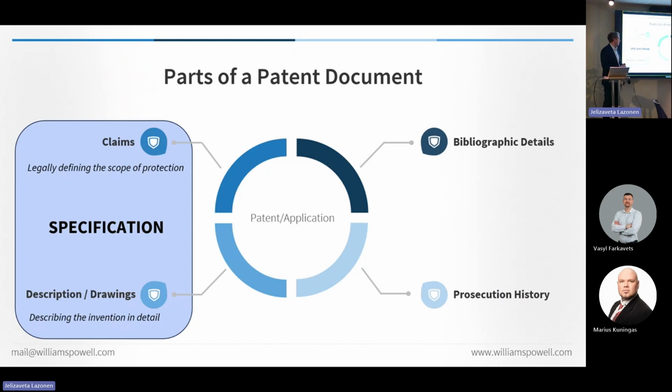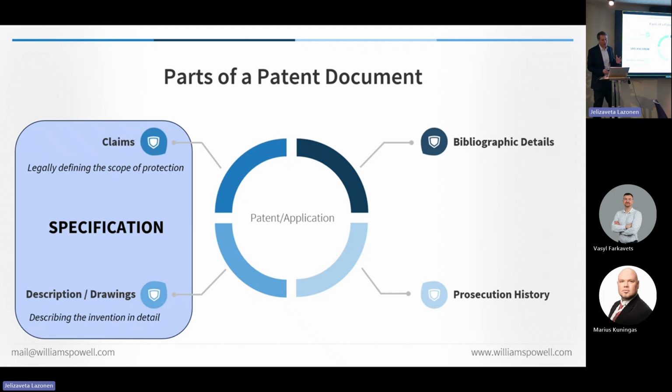So the main sort of technical parts of the patent application are the claims, the description and drawings, and this is really what we would call the patent specification. This is what sets out what the invention is and how it works. So we have a set of claims, and they're the bits that legally define the scope of protection. And we also have a description, and it's normally accompanied by some drawings, and these describe the invention in a bit more detail. And I'm going to go into more detail on both of those bits later. But that's the technical part.